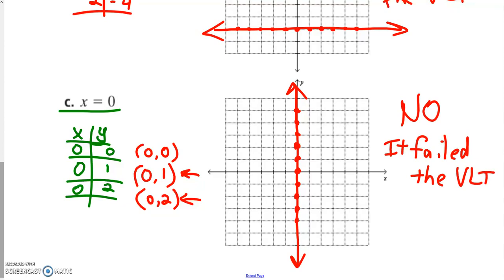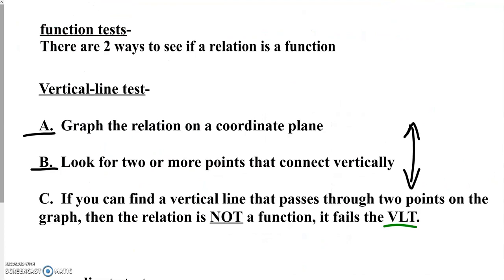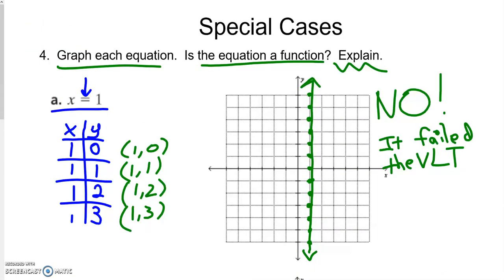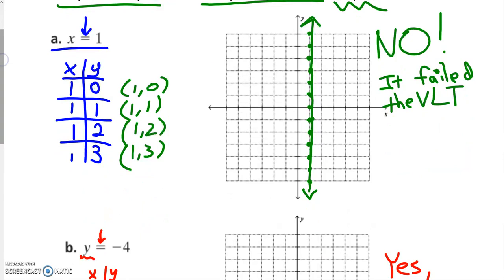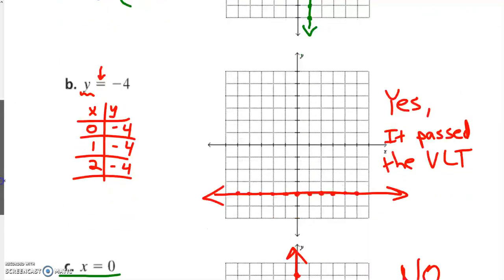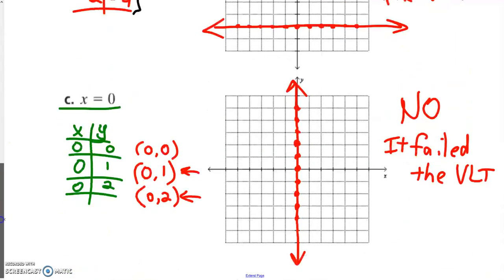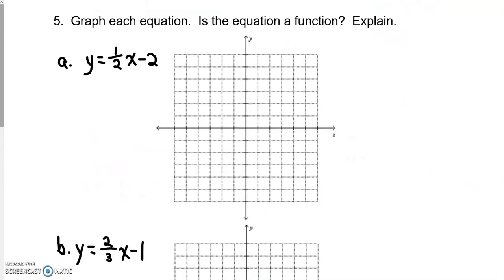If you think back to how we started, we also talked about the x-coordinate test. It says if any x values repeat. Well, if you look at what we just did here, we had x values that repeated here. And since these x values repeated, it was not a function. Here we had y values that repeated. All these y's repeated. But that's okay, so it is a function. And down here, the x values repeated again. And when the x values repeat, no, this thing is not a function.